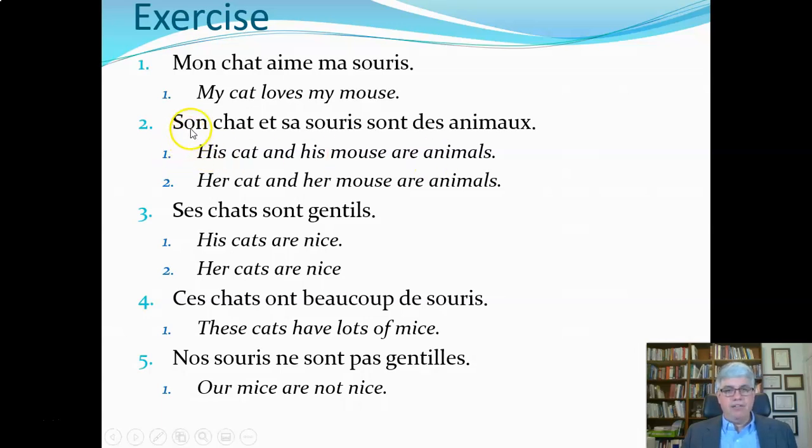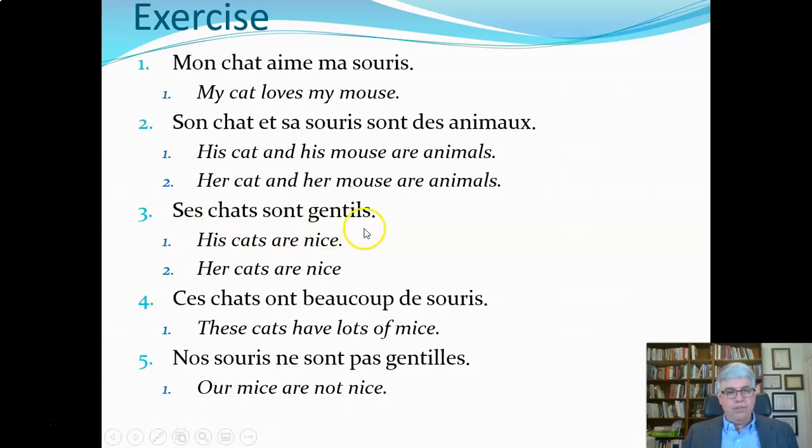Now, we wouldn't translate it as his cat and her mouse, because we wouldn't know how to figure his and her out from this type of sentence. So we'll see later if we wanted to say something like his cat and her cat or her mouse, how we'll do that. But right now, it should be his cat and his mouse, or her cat and her mouse in the translation.